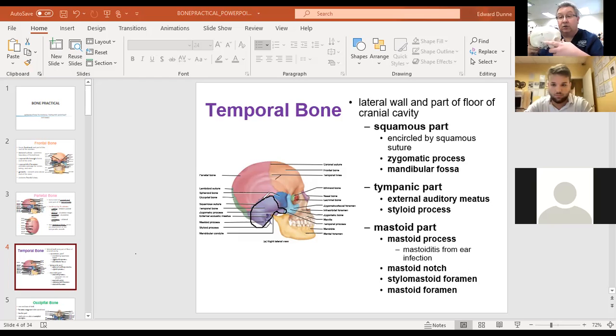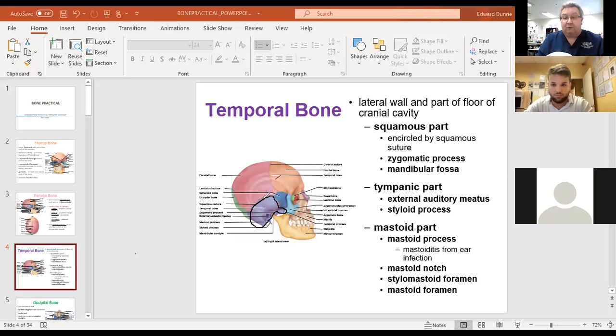The zygomatic arch right here is part of the temporal bone. The mastoid process, which is this soft, bony area that protrudes out and downwards, is part of the temporal bone. And the styloid process, which looks like a needle, is this area right here. It looks like a needle coming out of the skull. When you guys are able to pick up the skull, you'll be able to see it quite easily. That is part of the temporal bone.